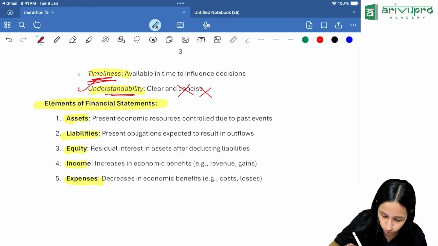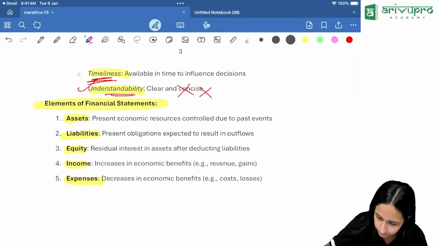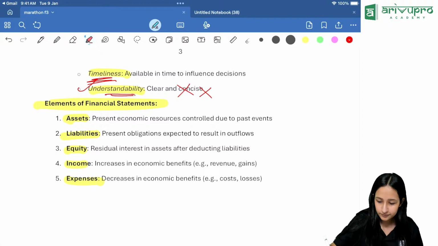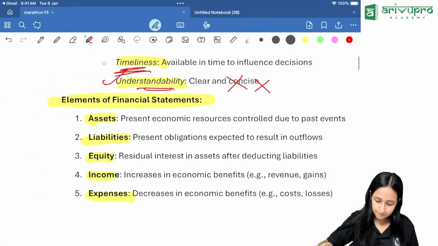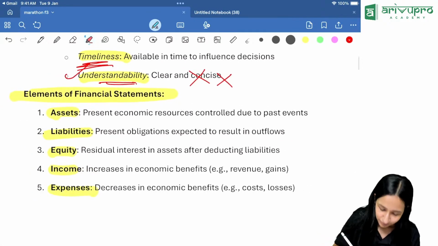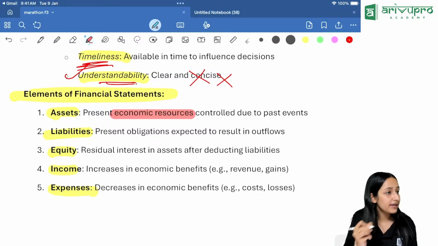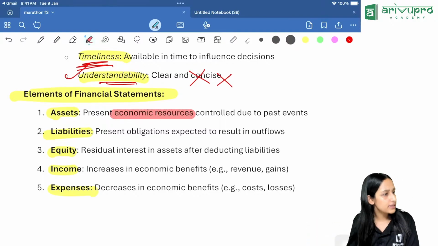For assets, you need to remember these words. I'll tell you which ones. We'll use a better color. Red, since RCB won yesterday. Okay, assets: present economic resource, a very, very important word, controlled due to past events.